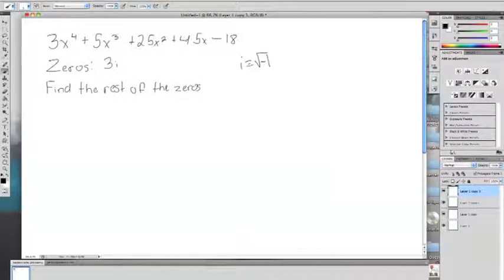The first thing we should do is look at the degree of the equation we're given. This one is 4, that means we might have 4 zeros. Actually, we have to have 4 zeros, to be honest. Alright, let's get started. First thing you want to do is get the conjugate of this zero, which is going to be negative 3i, and then multiply them out.